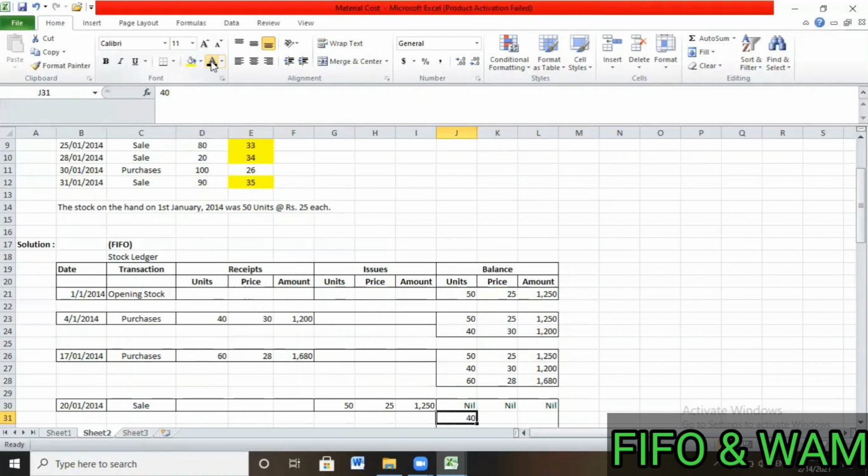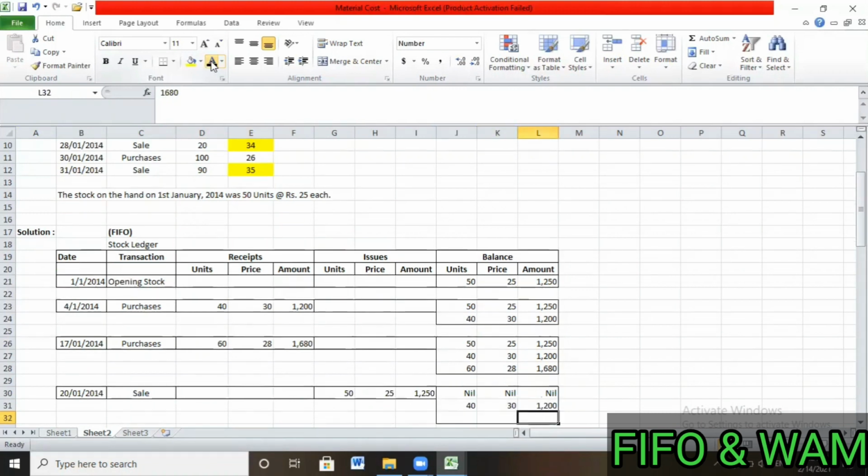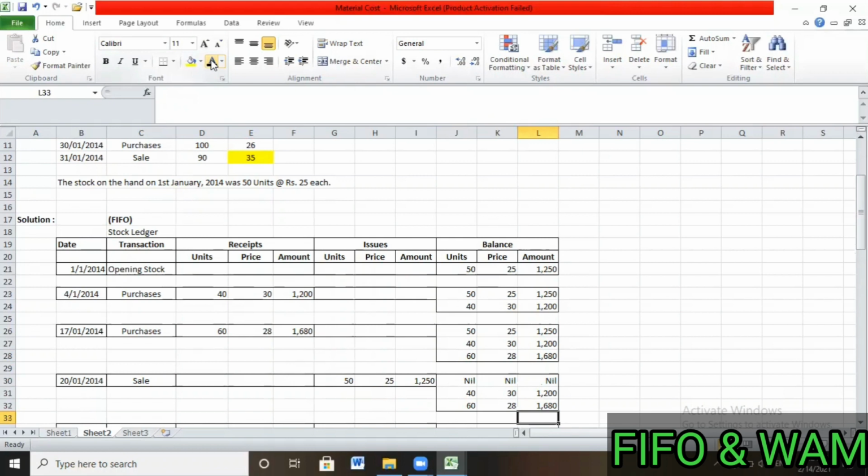But what about another stock? That 40 units is still there at the rate of 30. Again that 60 units which you purchased recently is also there. So now onwards that 50 which was your opening stock has been issued. So in coming dates that opening stock will not be there. We'll start from this 40.